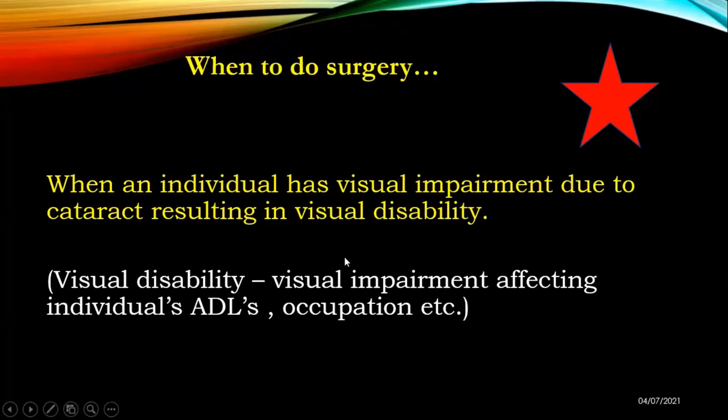Here, as you can see, this depends on each and every individual. Every individual's visual requirement is different, so the visual disability is different. For example, a driver who has 6/6 or 6/9 vision but has an early posterior subcapsular cataract may have significant glare and halos, especially when driving at night. In that case, he may need cataract surgery. In comparison, an elderly woman who is just roaming within the house may be happy with 6/18 or 6/24 vision and may defer the cataract surgery.